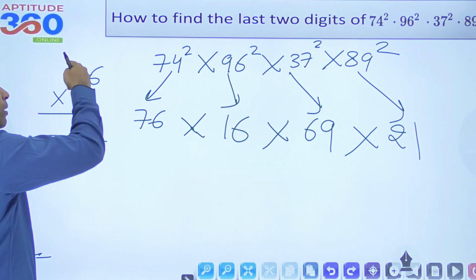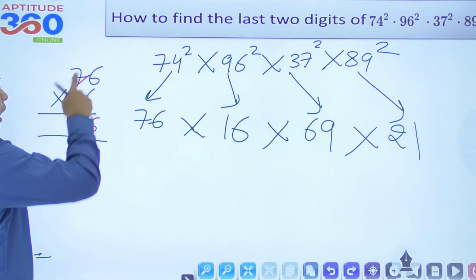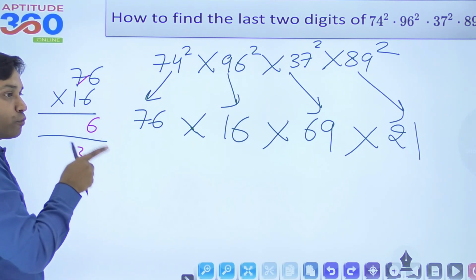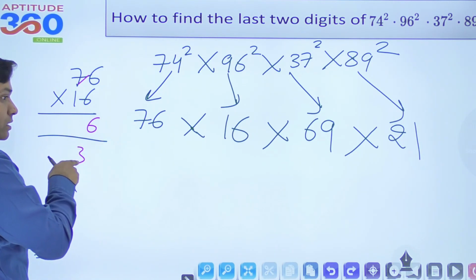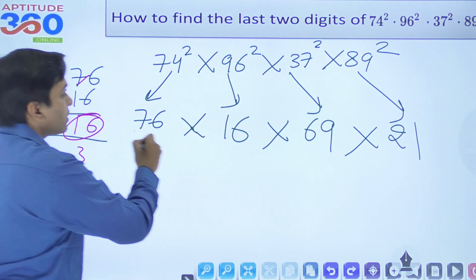And I'll do the cross multiplication and add. 7 into 6 is 42. And 1 into 6 is 6. So 42 plus 6 is 48. 48 plus 3, 51. So I'll say that this is going to be the last 2 digits of this entire number.